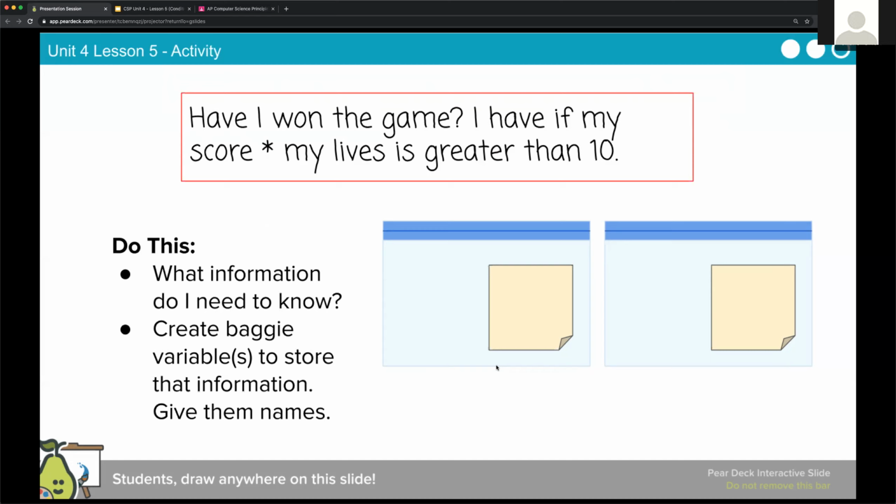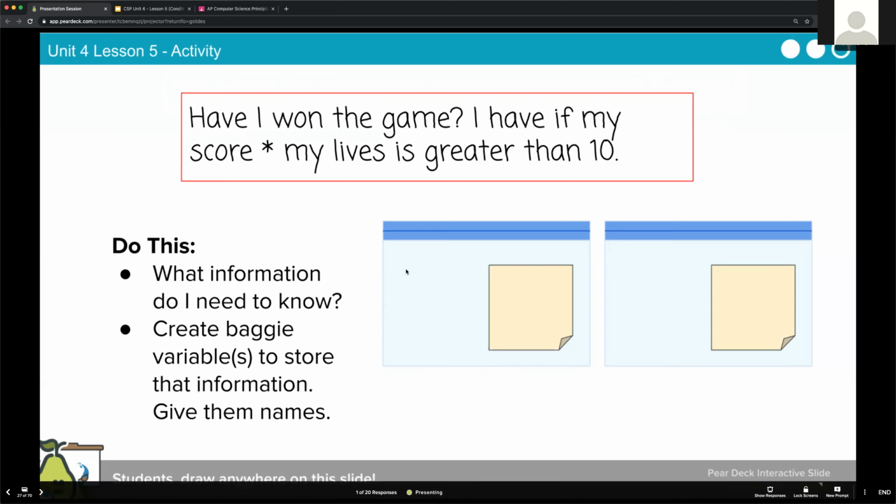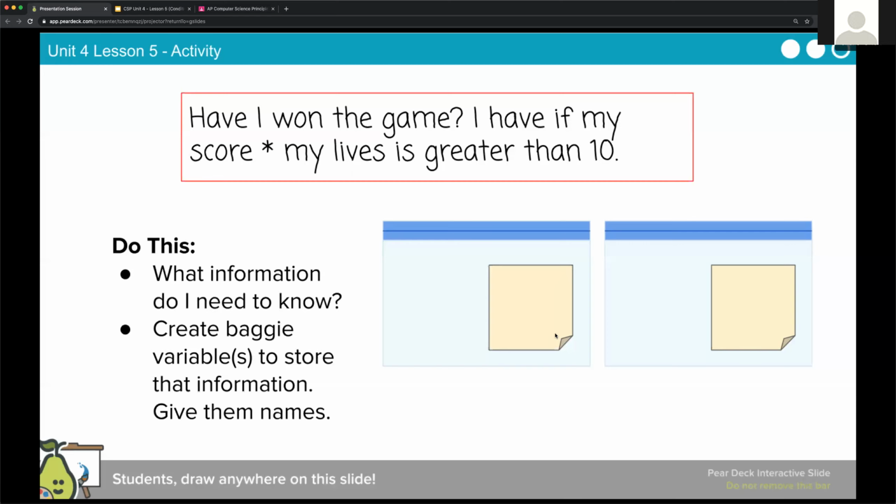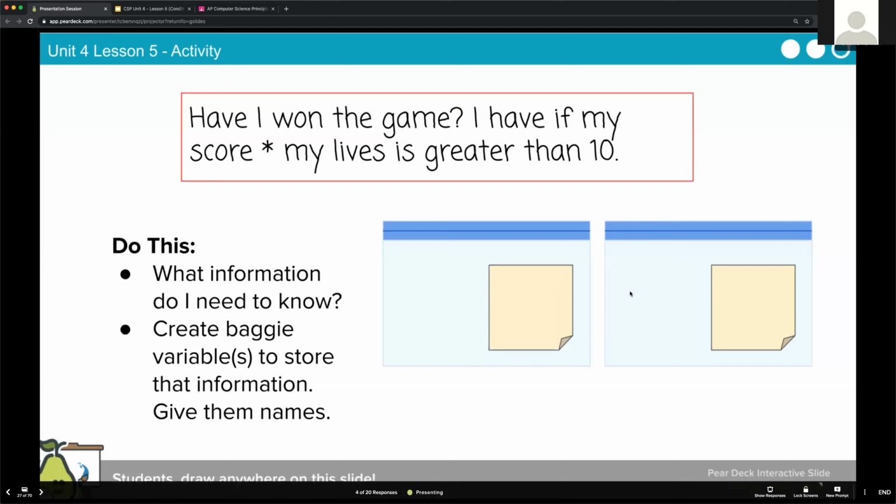What's a really good variable name for both of these pieces of information? What you're going to do is write the variable names on the plastic baggie, label them by name. Don't worry about writing anything on the sticky note because that's where the value is going to go. We're just concerned about what's a good variable name for the two pieces of information you need to know. So I'll give you a little bit to do that. At this point, go ahead and switch to your Pear Deck slide and annotate on the slide.